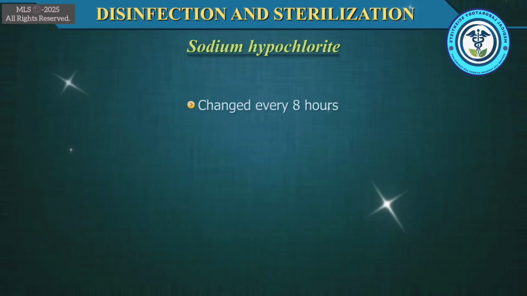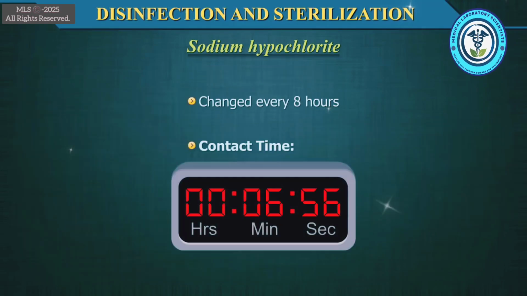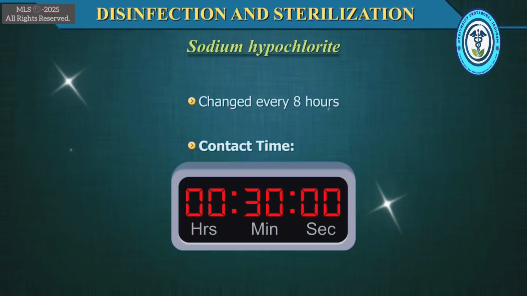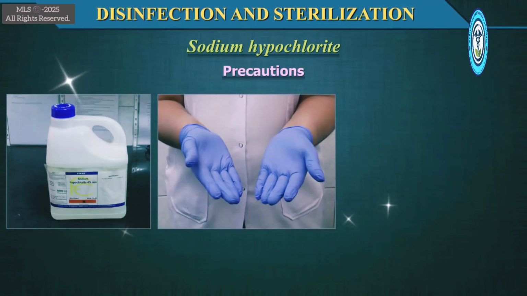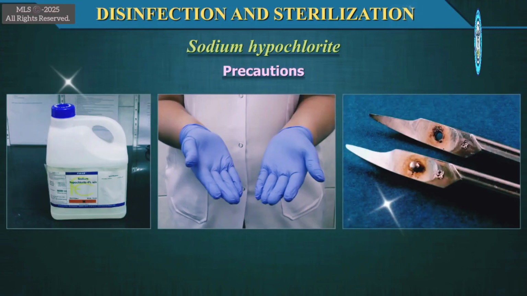Spillage to be changed every 8 hours. Contact time 15 to 30 minutes. Precautions: use in well ventilated areas. Use protective clothing. Corrosive to metals.